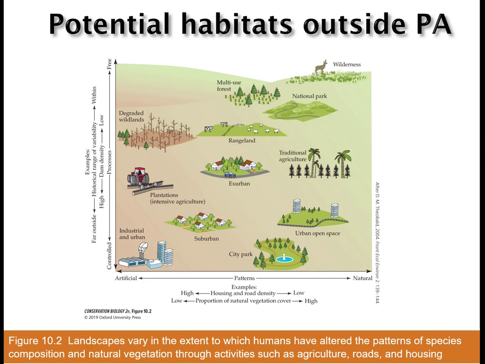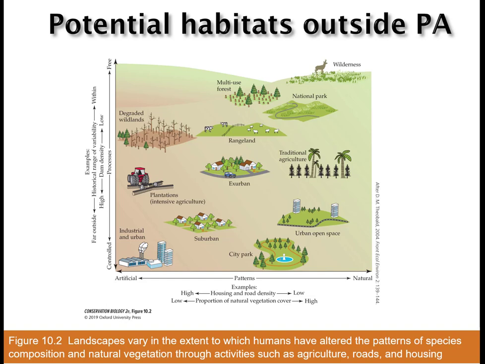So what we can see here is that the farther right on the graph, we have more natural states that occur, and then farther up we have more free types of management that occur in these things. So as we go down in the bottom left, industrial and urban is the most artificial and controlled environment that you can think of. Think of pavement, buildings, pollution, etc. Those are the things we really need to protect the natural areas from.